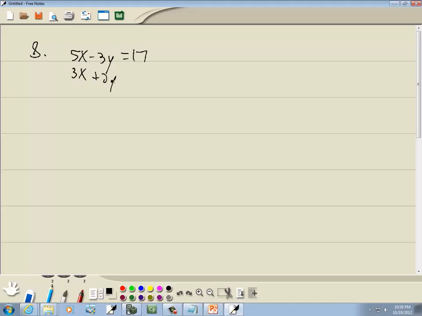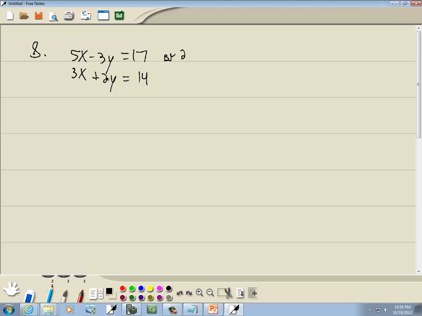Get everything written down. Now I'm going to work at eliminating the y's. And obviously if I add these together, 5x plus 3x is 8x, negative 3y plus 2y is negative y. Nothing cancels away. Now sometimes you have to multiply both equations by a number. So to get rid of the y's, for like the negative 3y here, I'm going to multiply it times the other number, which is 2.